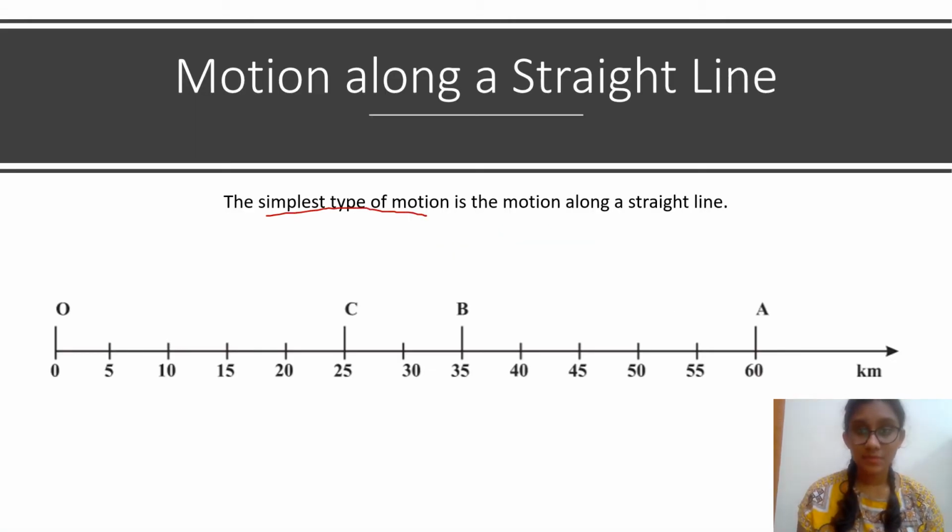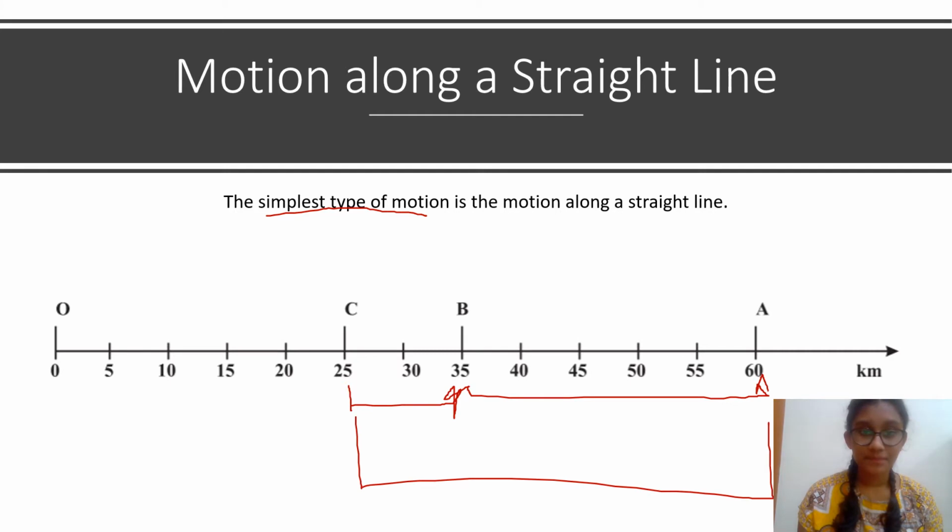Now, the simplest type of motion is motion along a straight line. That is, as the word mentions, a body moving along a straight line. For example, a body at position C moves to position B and then from position B moves to position A, totally covering a distance of AC. A straight line means there is no positive or negative elevation. So, it is just a straight plain road in which you're moving.